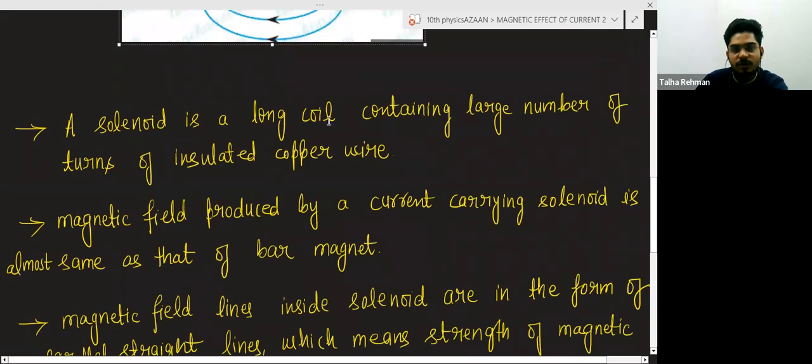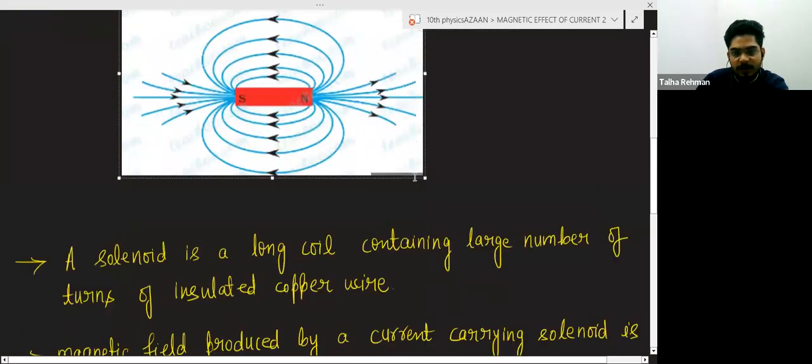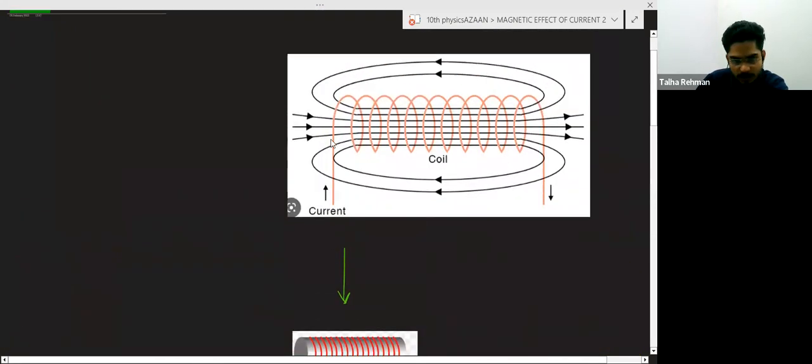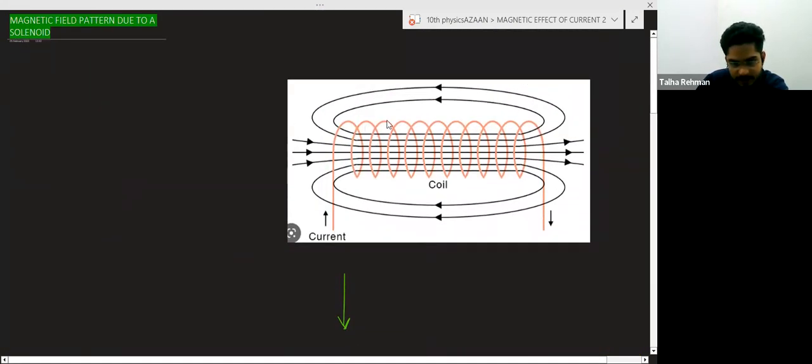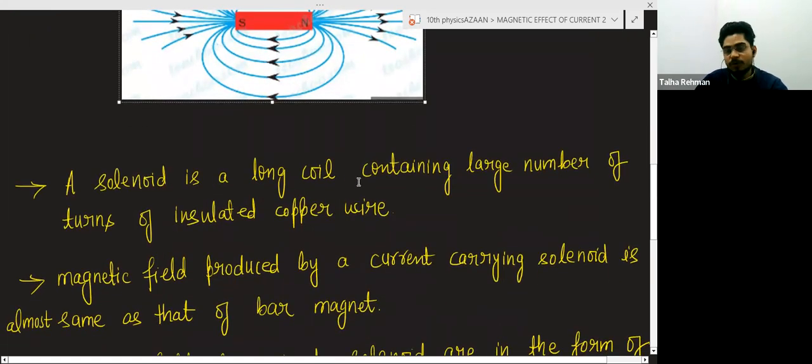So a solenoid is a long coil, containing a large number of turns of insulated copper wire. This is a coil. This is one turn, second turn, third, fourth, fifth, sixth. A long coil of copper wire containing a large number of turns. So this is the definition of solenoid: a solenoid is a long coil containing a large number of turns of insulated copper wire. Basically, this is a solenoid.